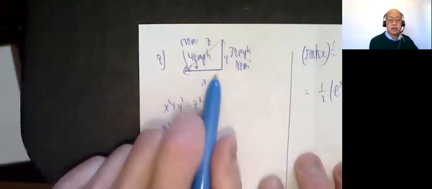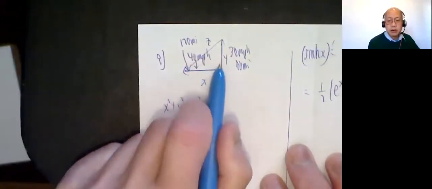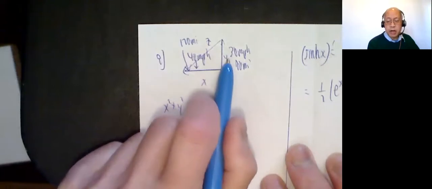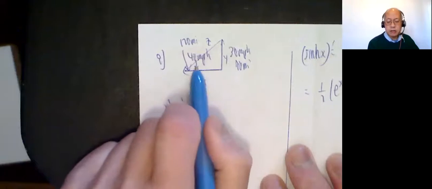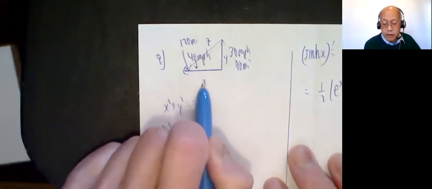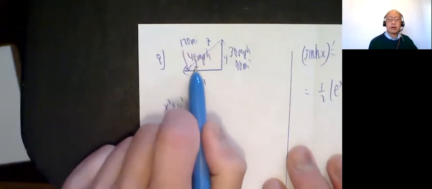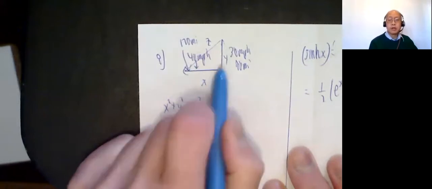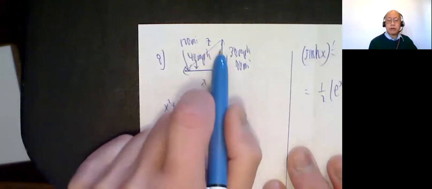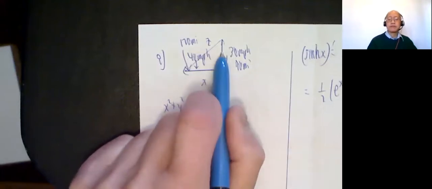Okay, number 9, you have one car going west, 40 miles an hour, one going north, 30 miles an hour. I call that X, call that Y, hypotenuse is Z. And it says they're going for 3 hours. So 40 miles an hour for 3 hours means 120 miles for X. 30 miles an hour for 3 hours means 90 miles for Y.